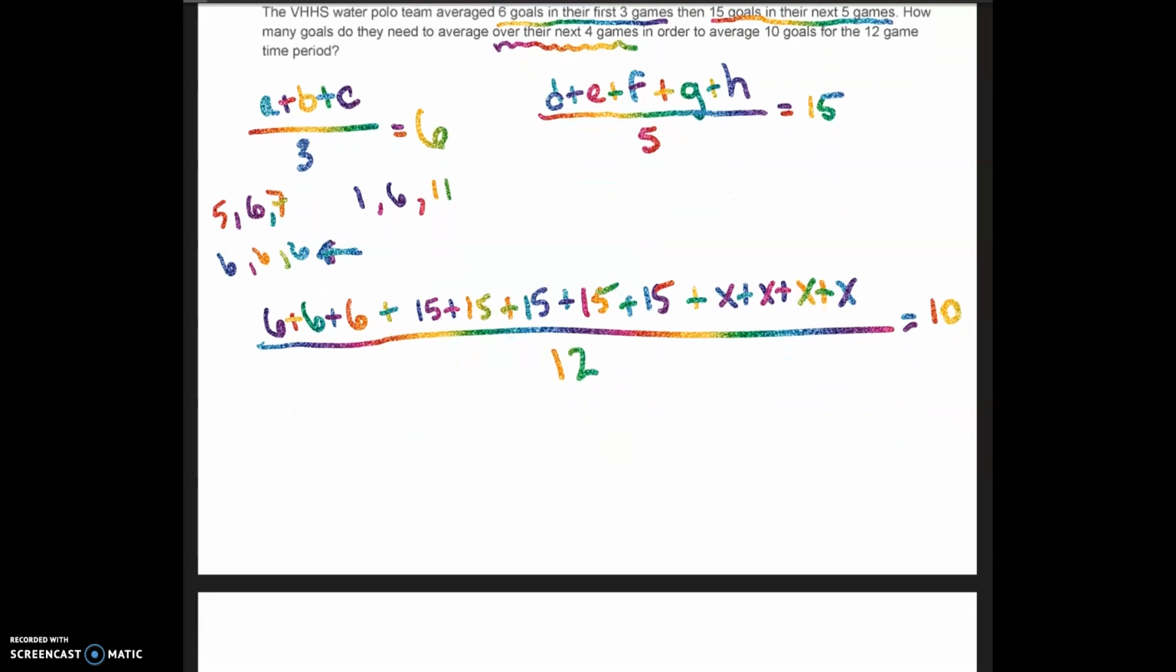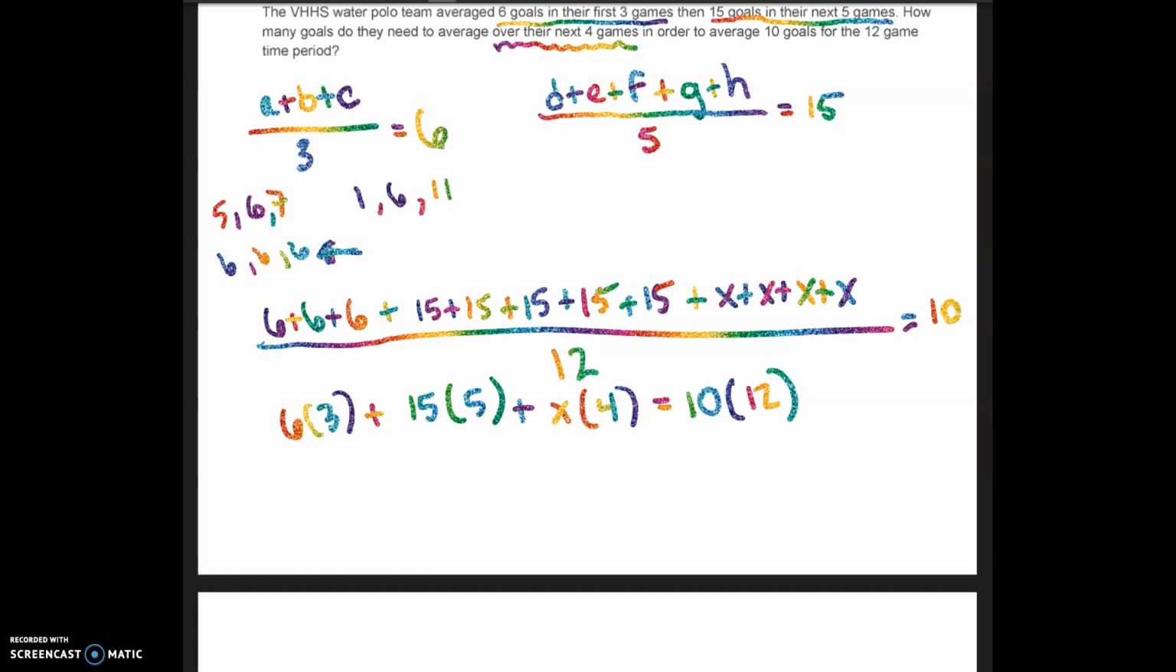Now I'm going to write this in a slightly different way that's going to make doing these problems a little bit faster. So they averaged 6 goals over 3 games. It's the same thing as 6 times 3. They averaged 15 goals in their next 5 games. 15 times 5. What do they need to average over their next 4 games? So we'll call it an x, over their 4 games. And then if you think about my setup before this, if we multiply both sides by 12, that gets rid of the denominator. So that's got to equal 10 goals times their 12 games.